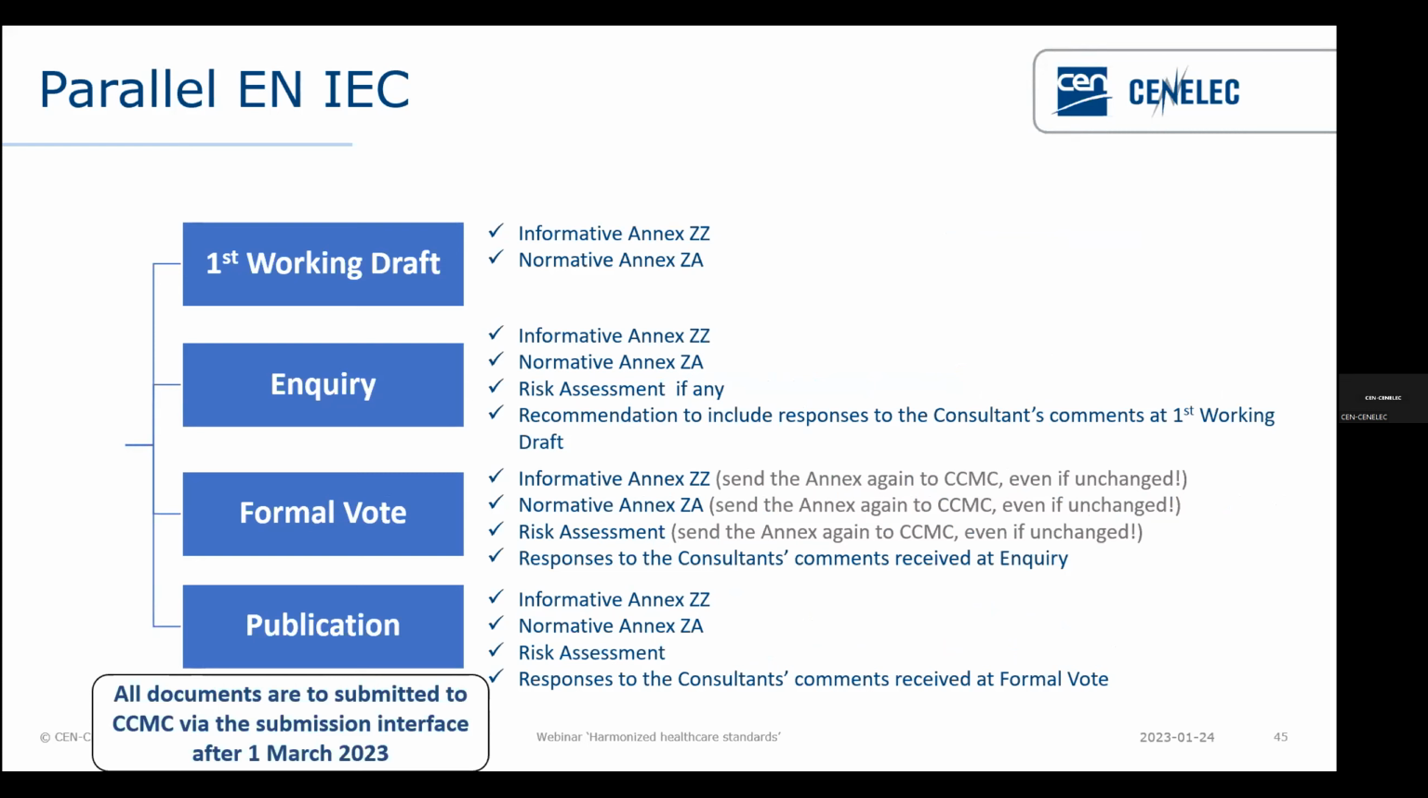However, for CENELEC technical committees, there is a transition period to submit your documents to CCMC via email. You can still do this until the end of February, but as from the 1st of March, all documents will need to be submitted via the submission interface.